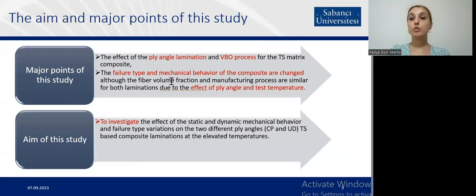The major point of my study is the effect of ply angle lamination and vacuum bag only processing for the thermoset matrix composite. Depending on the effect of ply angle as a function of temperature, the failure type and the mechanical behavior of composites change. Also, the fiber volume fraction and the manufacturing process are similar for both laminations. Therefore, the aim of our study is to investigate the static and dynamic mechanical behavior and the failure type variation of two different ply angles, cross ply and unidirectional thermoset-based composite laminations, at elevated temperature.